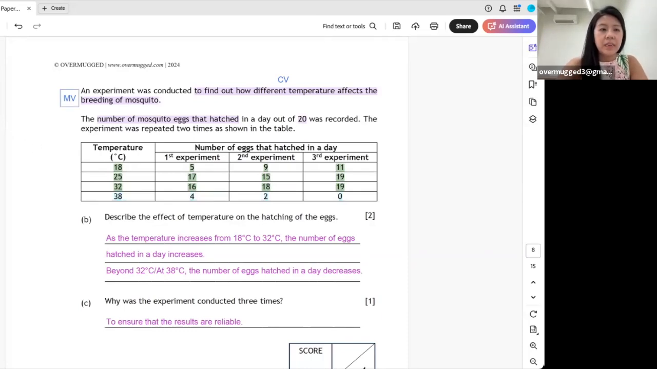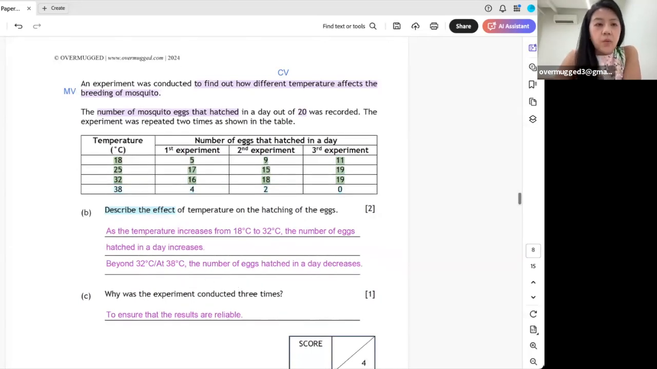So we are going to describe the effects of temperature on the hatching of the eggs, right? We're going to look at the first set of data from 18 to 32 degrees. As the temperature increases, the number of eggs hatched in a day increases. But after 32 degrees Celsius, at 38 degrees Celsius, the number of eggs hatched in a day decreases. Okay, so there are 2 parts to your answer here.